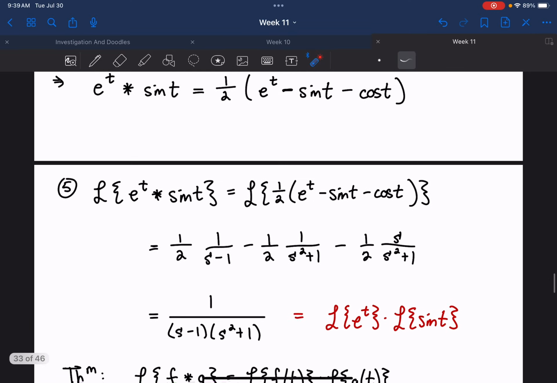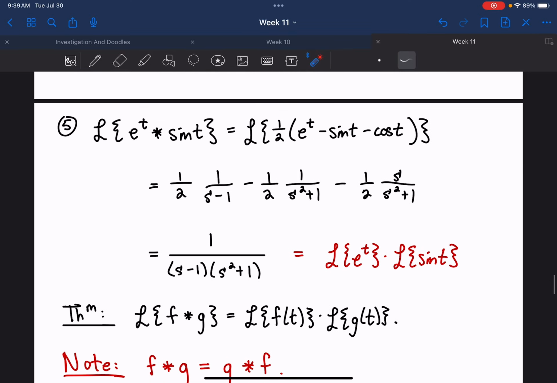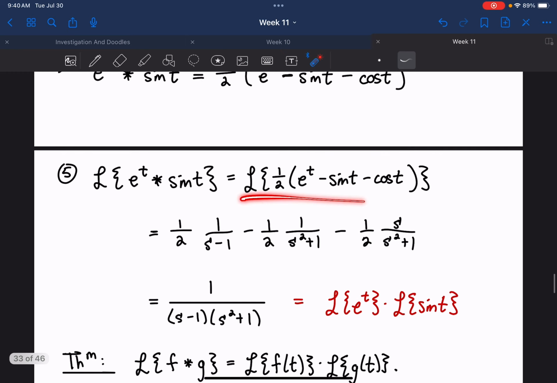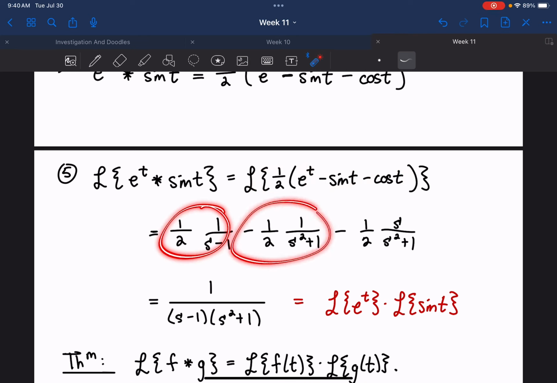So let's say we have the Laplace transform of the convolution of e to the t and sine t. Well, we just calculated what this convolution product is equal to, right? So this Laplace transform is the same as this Laplace transform because these things are equal. We can calculate this Laplace transform, right? Split this up over the subtraction and addition, right? Laplace transform of e to the t is 1 over s minus 1. Laplace transform of sine t is 1 over s squared plus 1. And Laplace transform of cosine t is s over s squared plus 1.